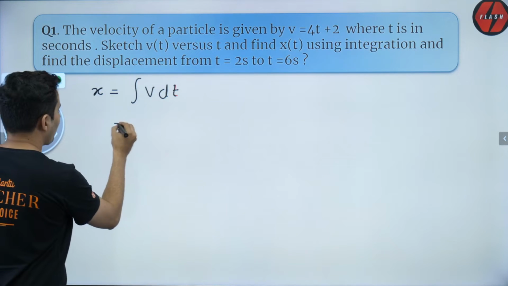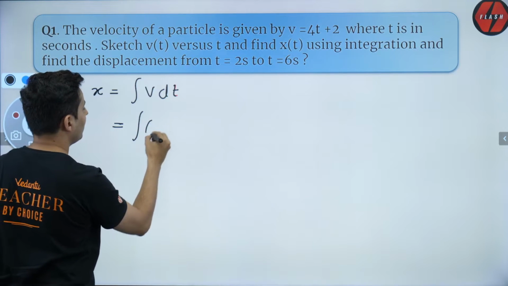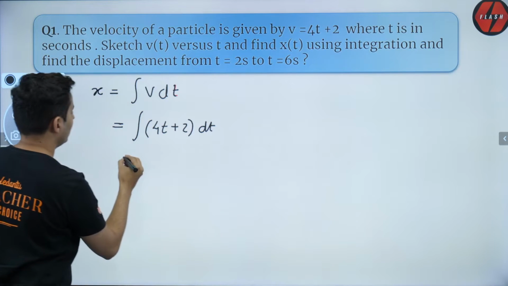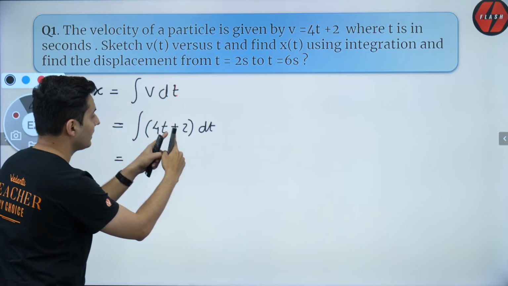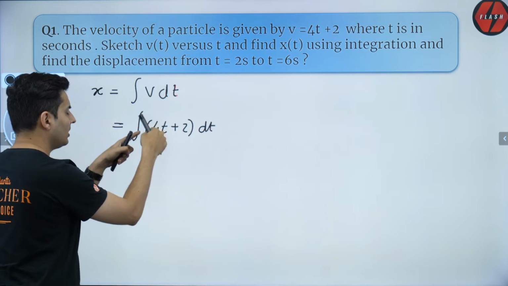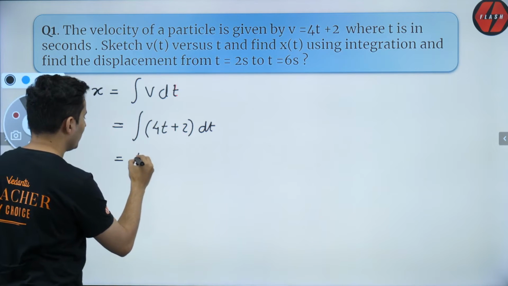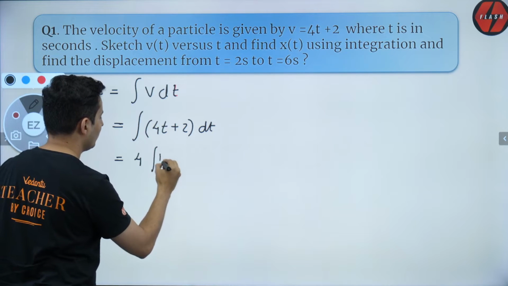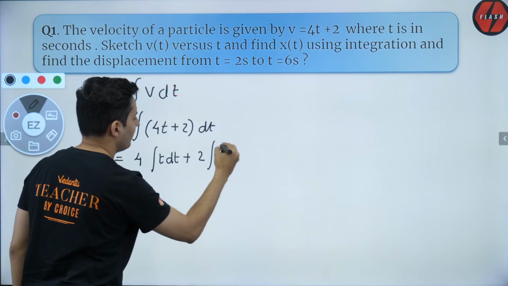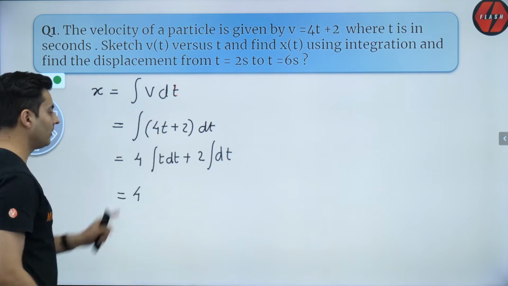Okay, so over here, what is this velocity? Well, it is nothing but (4t + 2) dt. Recollect the rules of integration. I can split up the terms if there is plus or minus, and any constant that comes can be taken outside the integration. Do not forget that. So it will become 4 times the integration of t dt plus, even this 2 is a constant, so I'll just have dt inside over here.